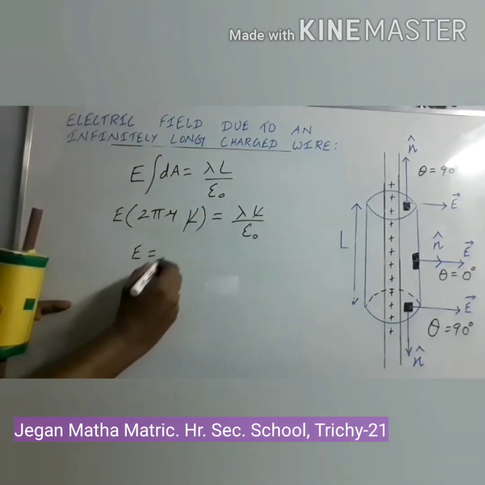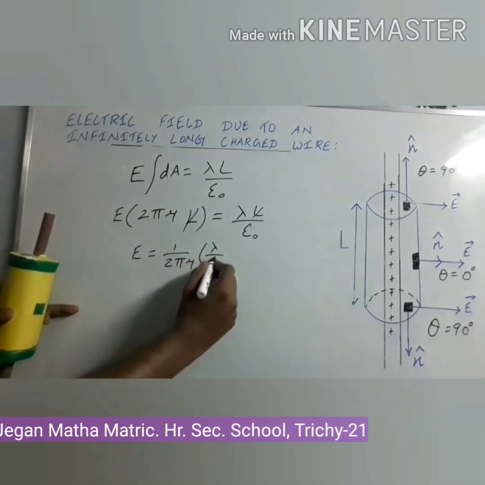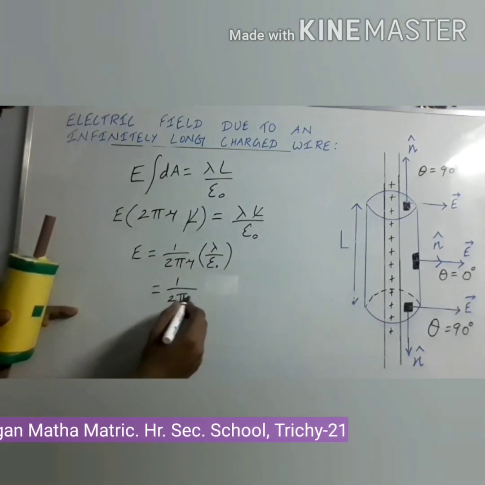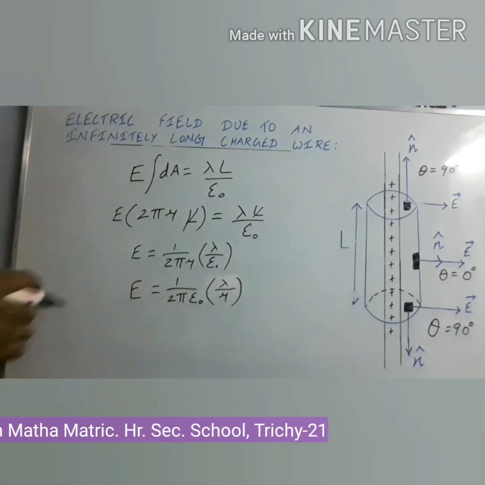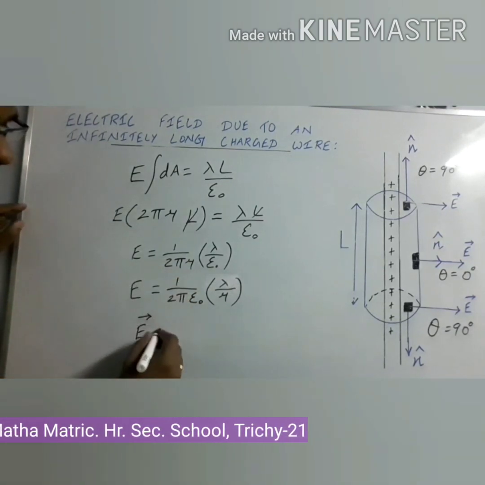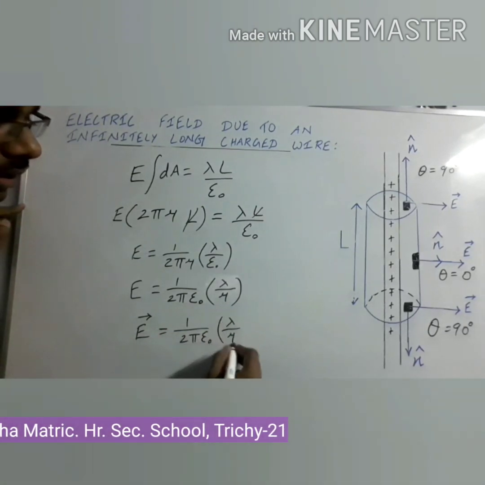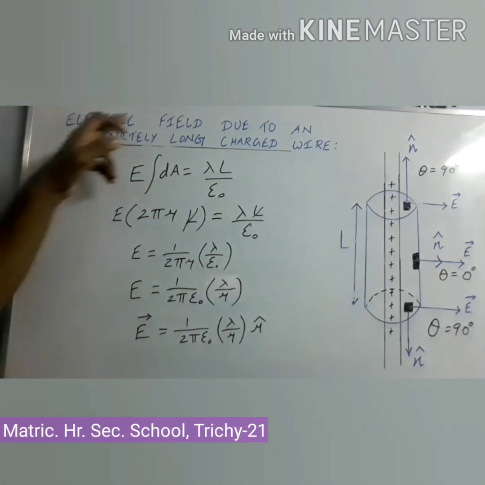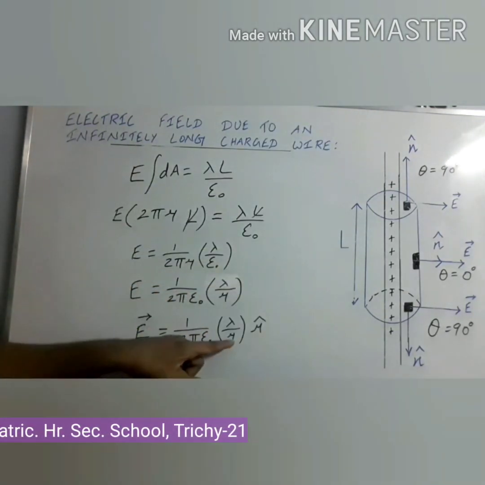So E is equal to, taking 2 pi r to that side, 1 by 2 pi r times lambda by epsilon naught. It can also be written as lambda by 2 pi epsilon naught r. It gives you the magnitude. In vector form, how can you write it? Since it is a vector quantity, it can also be represented in vector form: lambda by 2 pi epsilon naught r multiplied by the unit vector. This is the expression for the electric field due to an infinitely long charged wire at a particular point located at distance r.